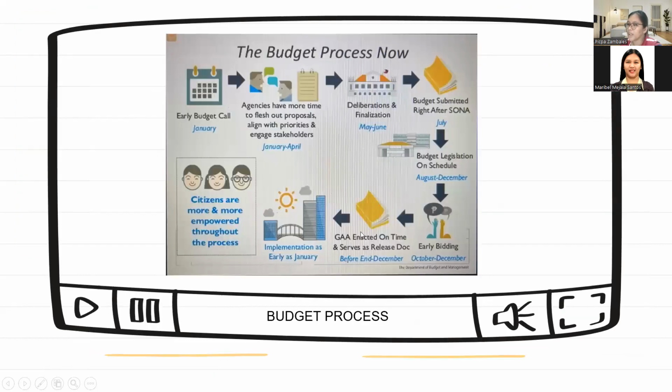So this is the budget process now. As early as January, there is a budget call. Then January to April, agencies have more time to flesh out proposals, align with priorities, and engage stakeholders. Then May and June for the deliberation. Then budget submitted right after the SONA. Budget legislation on schedule, that's August to December.